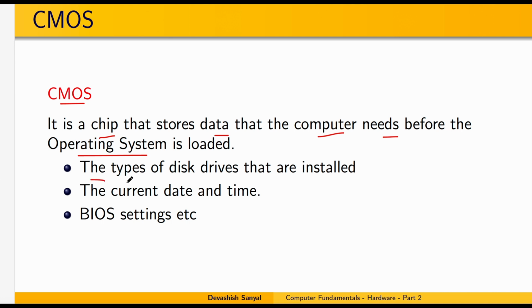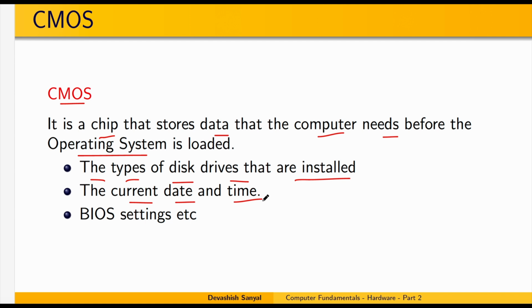It tells you the types of disk drives that are installed, like SSD or hard disk drive or flash drive. What are the disk drives that are there? All that information is in the CMOS. So that information is required before the operating system is loaded. And another very important thing about CMOS is that the computer has an internal clock. This internal clock is in the CMOS, so the current date and time is in the CMOS. The computer uses this clock to function.